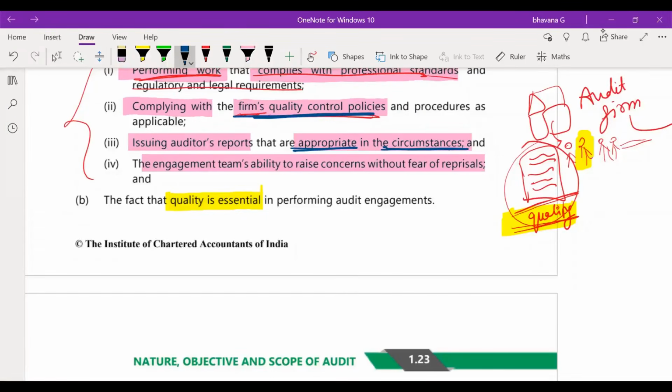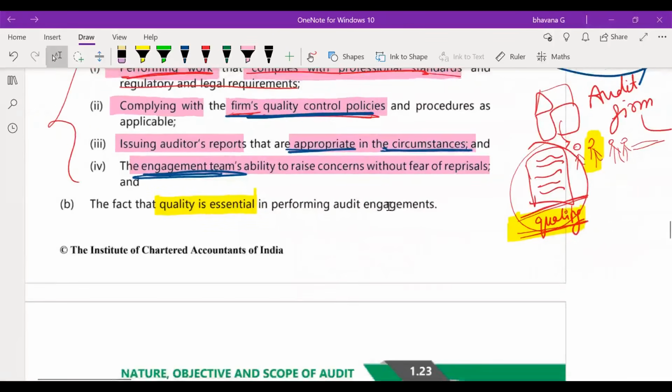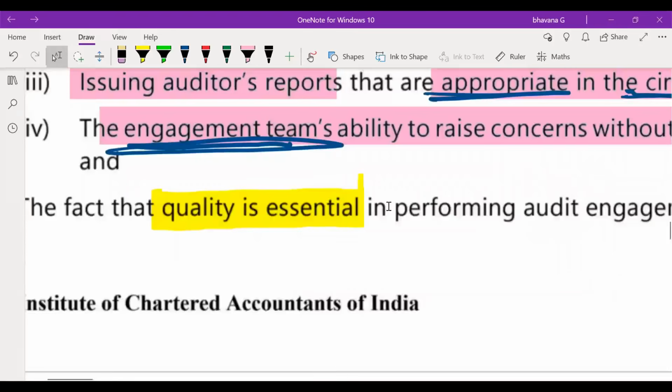Fourth point is the engagement team. What is the engagement team? Can somebody tell me the other name of the engagement team? I told you. Engagement team's ability to raise concerns without fear of reprisals. See, if there is an audit team or the engagement team, I told you, now we were talking about the leadership.